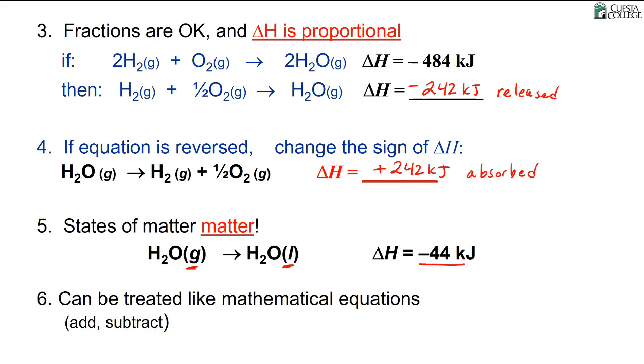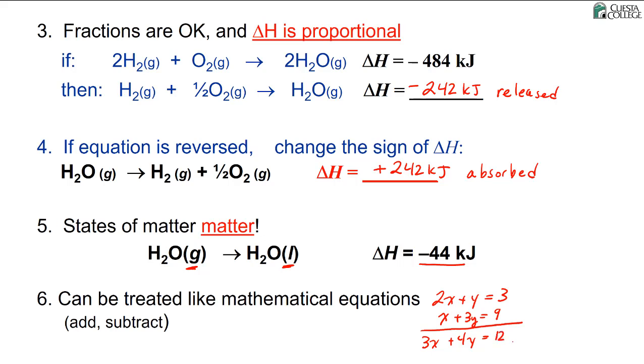This leads us to the next part of thermochemical equations, which is that thermochemical equations can be treated like math equations. We can add and subtract them. For example, if you have an algebraic equation of 2x plus y equals 3, that equation can be added to x plus 3y equals 9 to give a total of 3x plus 4y equals 12.